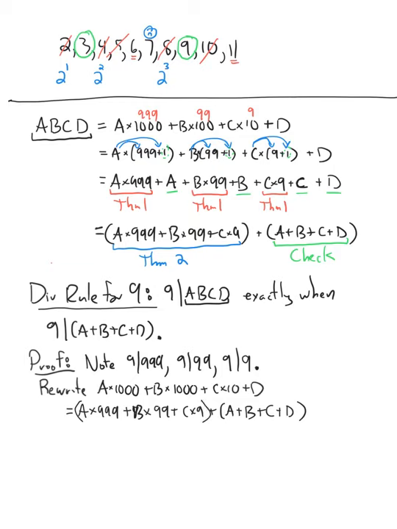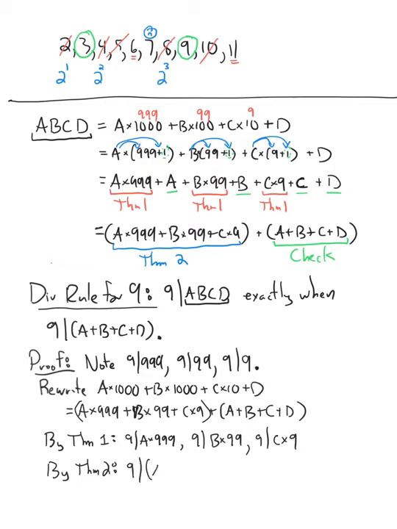And then we can say, basically, the same as what we did for the proofs for 2, 5, 10, 4, and 8. So by Theorem 1, we know that 9 is a factor of a times 999. That's a multiple of 999, so it's going to be a factor. 9 is a factor of b times 99, and 9 is a factor of c times 9. And by Theorem 2, we know it's a factor of the sum of those. 9 is a factor of the sum a times 999 plus b times 99 plus c times 9.